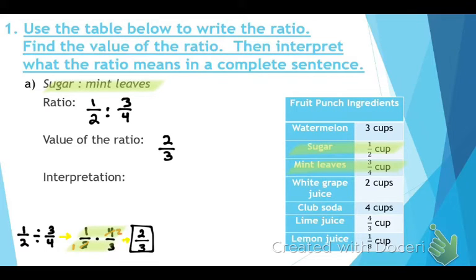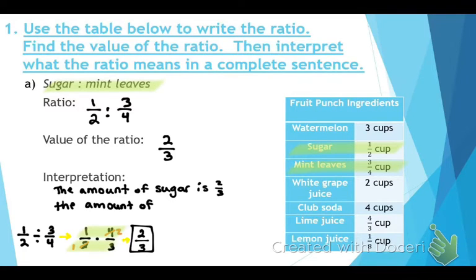And now we have to interpret what the value of the ratio means. In this case, you take what the first thing is that you have there, which was what? If you look at the top, we were comparing sugar. So we're going to say the amount of sugar is 2/3. And then you're going to say the same exact thing here. Notice I said the amount of. I'm going to say the amount of, and then let's focus on what's the second thing we're comparing. What is it, guys? Mint leaves.